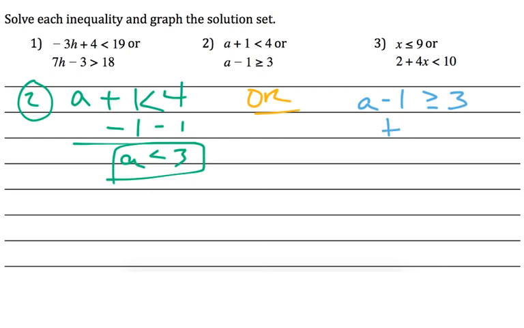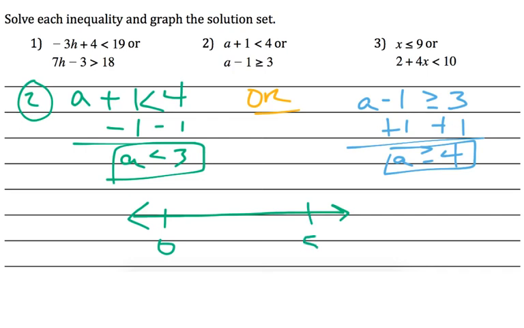On the other one, I'm going to add 1 to both sides, and I'll have a is greater than or equal to 4. Okay, checking that crossroads, 4 minus 1 is 3. We're good there. I could also try an extreme example like 100. Well, 100 minus 1 is 99, which is greater than or equal to 3. So we're good there. Same deal as last time. This is an OR, and we will have a better understanding graphing this.